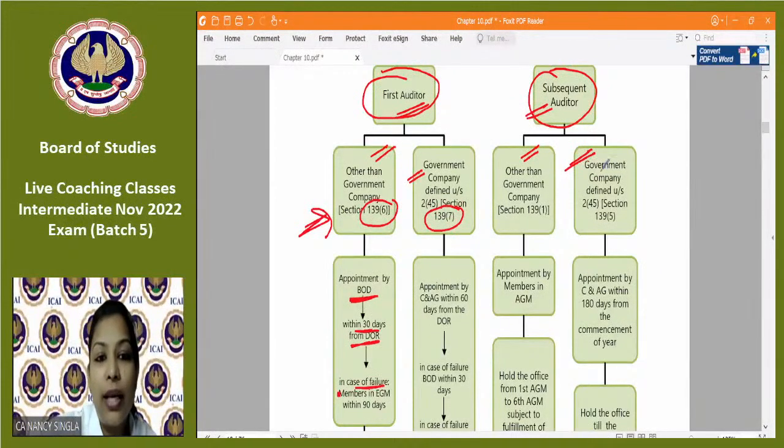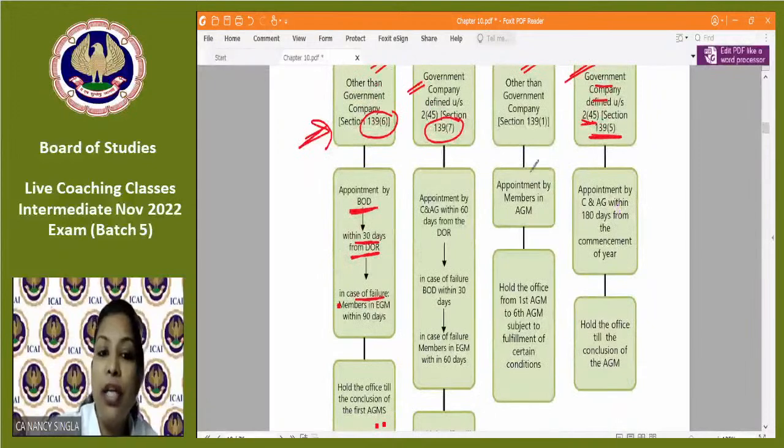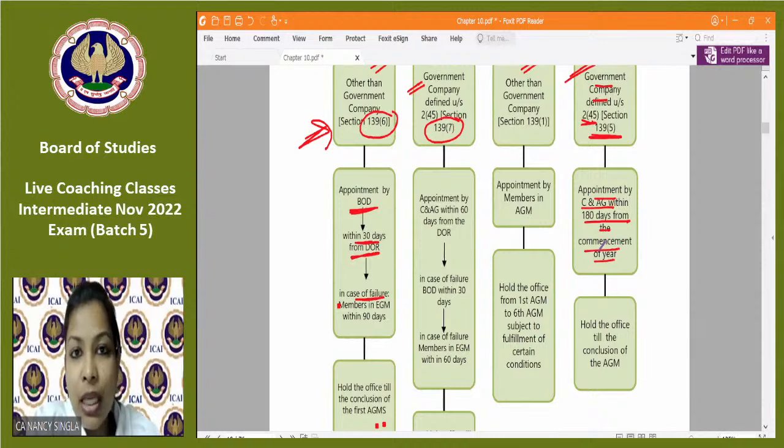ठीक है. सो हियर व्हाट विल डू, फर्स्ट विल डिस्कस अबाउट गवर्नमेंट कंपनी. ठीक है. So again, government company defined under section 2 clause 45. You all know what is now a government company. Section 139 subsection 5 contains the provision with respect to appointment of subsequent auditor of a government company. So as I have told you that CAG plays a very important role in the appointment of auditor with respect to government company. So here appointment by CAG within 180 days from the commencement of the year. The year commences, so within the 180 days time period, the CAG needs to appoint.